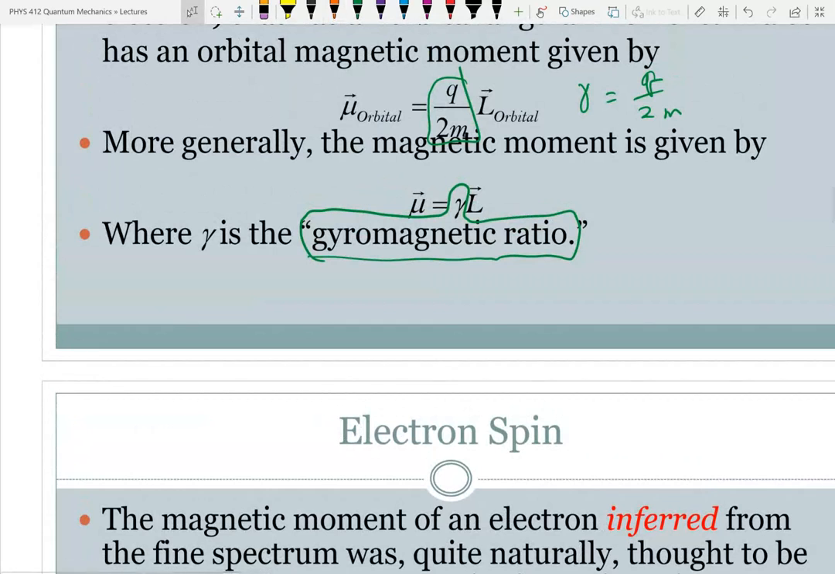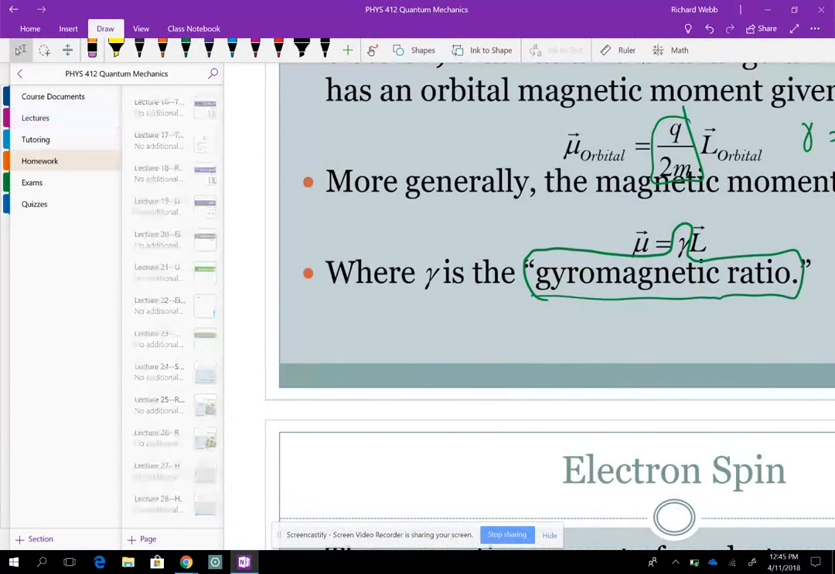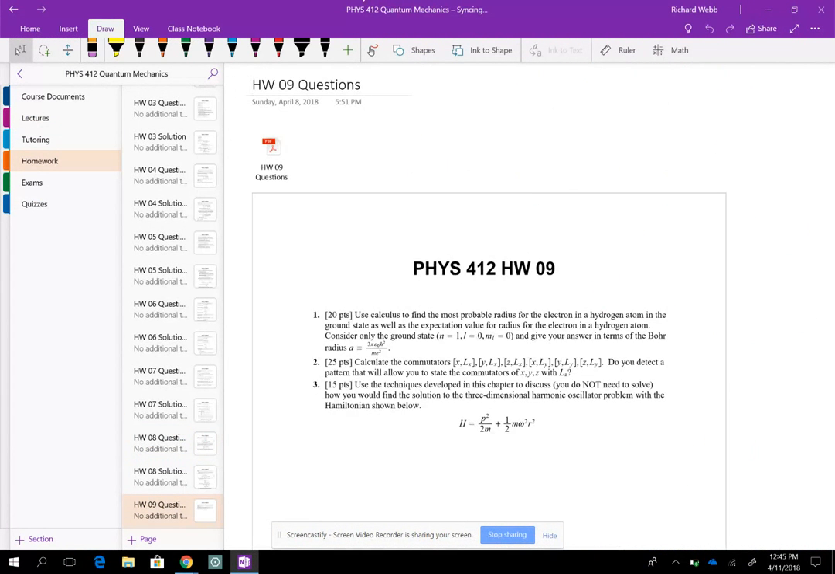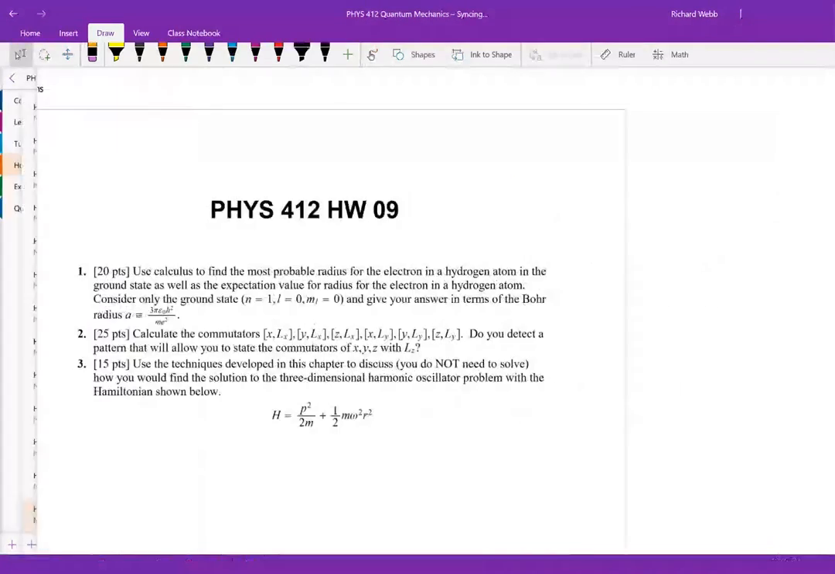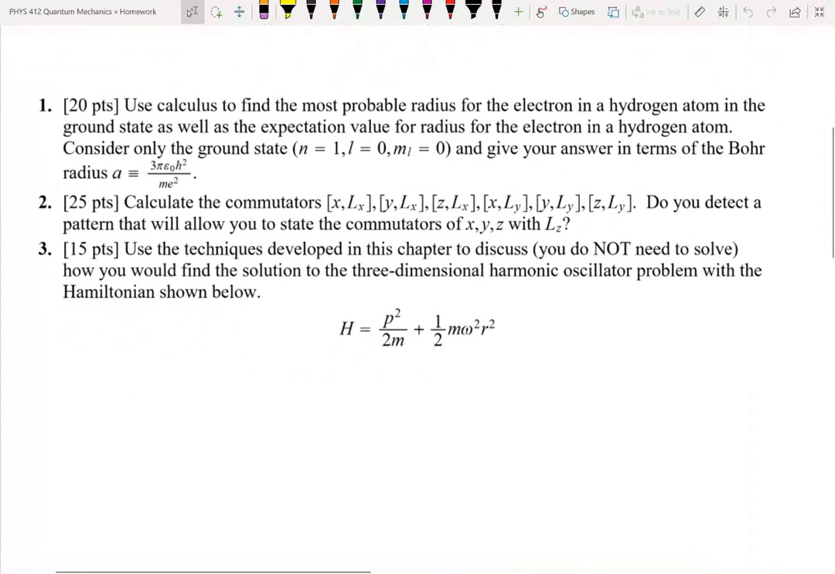Let's quickly look at the homework, which I trust I put here. Yay. Use calculus to find the most probable radius for the electron in the hydrogen atom in the ground state.